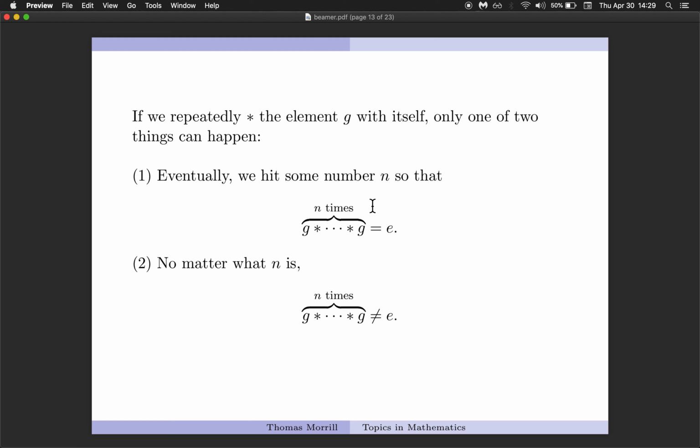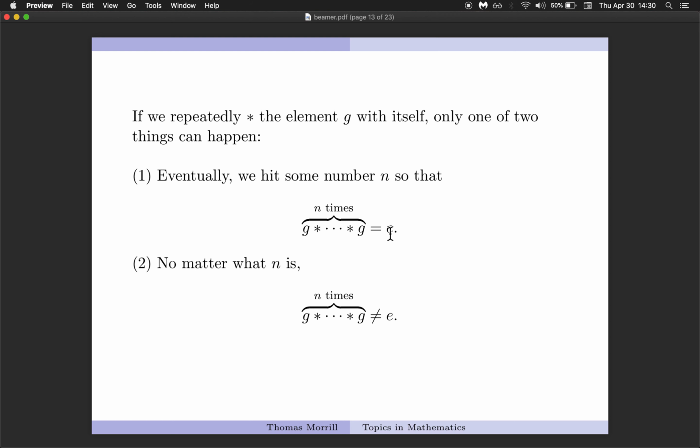Eventually, for some n, this many copies of G together with themselves gives me back my identity element. So again, my E here is the identity element for my group. If my operation is addition, then this would be 0. If my operation is multiplication, this would be 1. Or it could be some other weird thing depending on what group we're looking at. Possibly, some finite number of G's gives me the identity element.